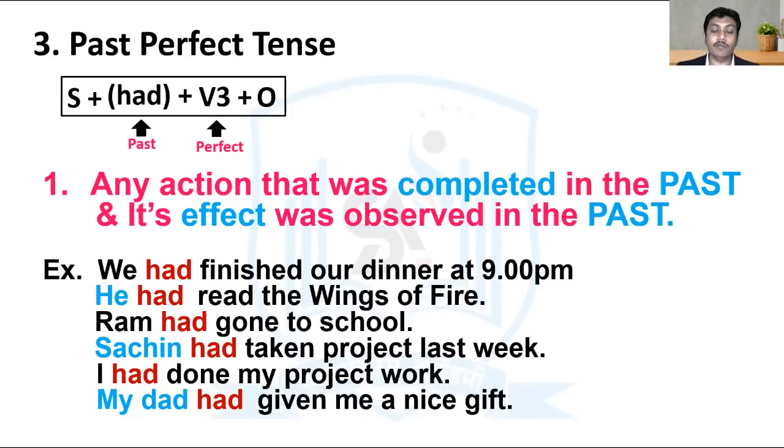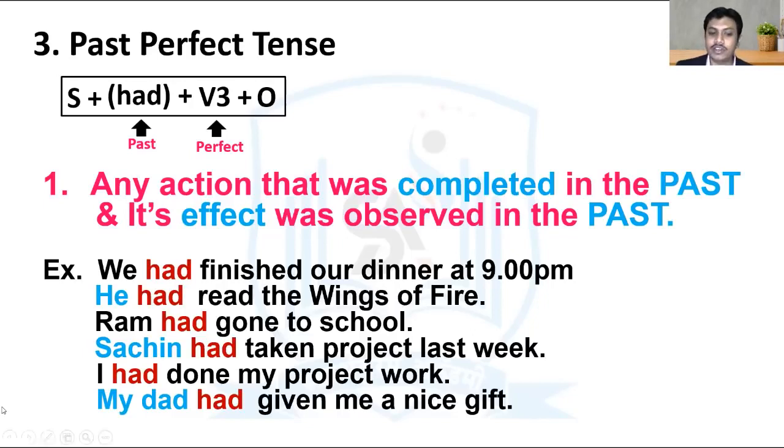Action is completed. What is the difference? Its effect is observed at that moment in past. Okay. So present perfect: action is completed, effect is observed in present. Simple past: action is completed. Past perfect: action is completed and its effect is observed at any specific moment in past.